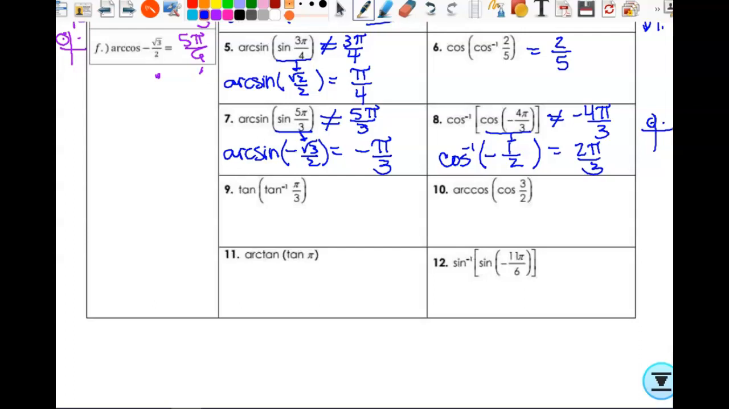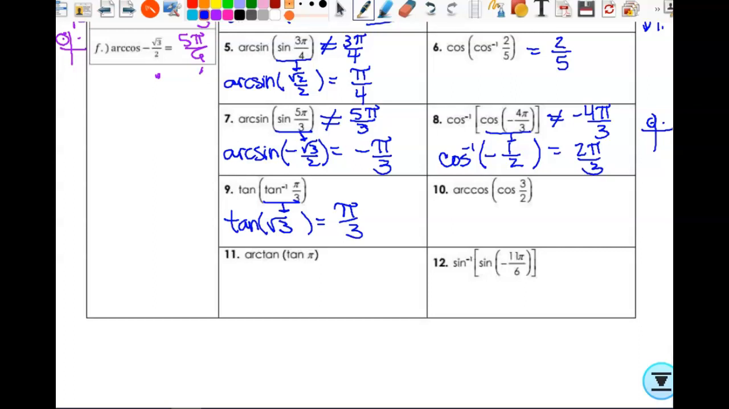All right, the tangent of the tangent inverse of pi thirds. Does pi thirds fit within that range that we need? It does. And if you're not sure, this is a value we know, we can do this, right? So we can say the tangent of, well, what's the tangent inverse of pi thirds? Square root of 3. And then what's the tangent of the square root of 3? Pi thirds, right? So it's okay if you know the values, you can just go through the process and not have to think through the rules. It's totally fine.